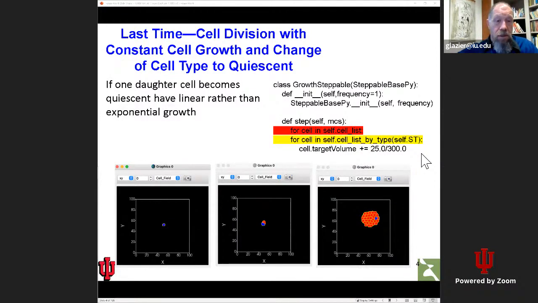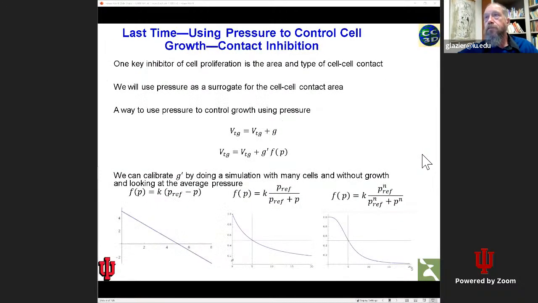In real tissues, having every cell in the tissue divide simultaneously is unusual. It happens early in development and not typically in other tissues. And then we explored last time, both in class and in the homework, this idea of using pressure to control cell growth.